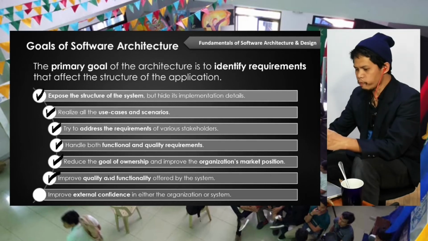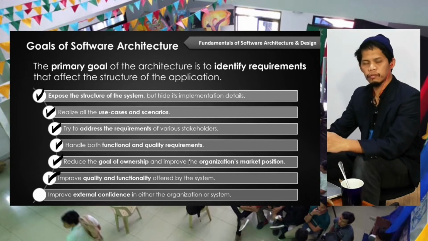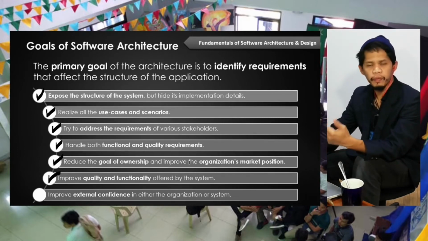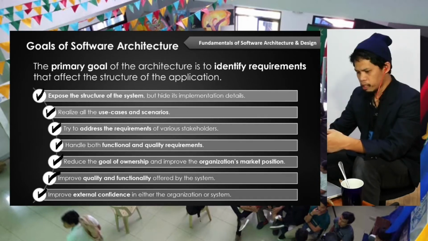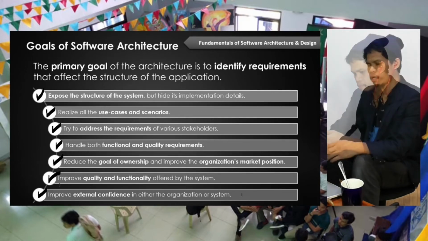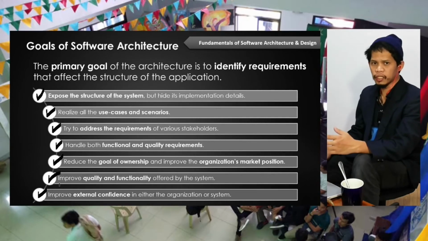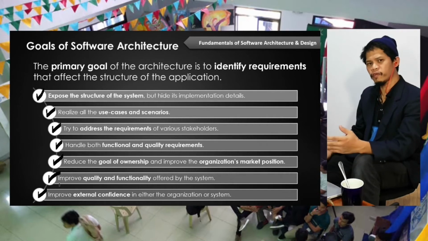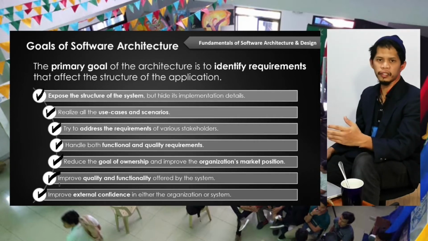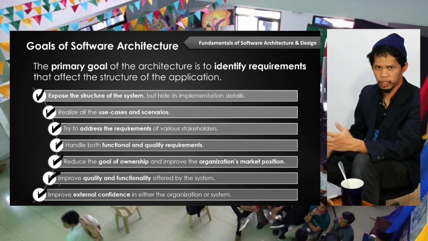Next, improve quality and functionality offered by the system. The design of the architecture should minimize the defects that can be found in the production environment. Last, improve external confidence in either the organization or the system. By using standardized design patterns or technologies, you are giving confidence to the organization that the architecture you have designed is working.